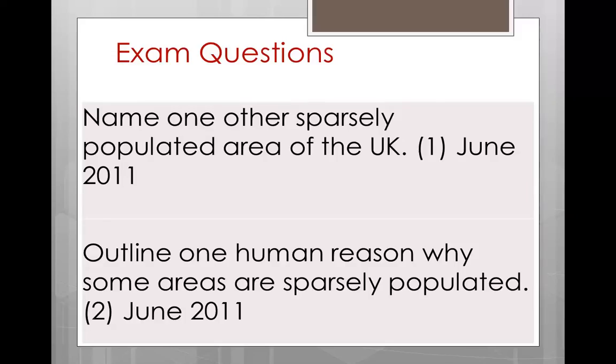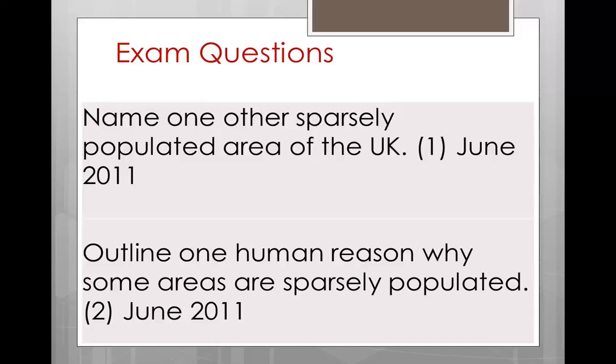So, what kind of questions can you get asked? Well, this is an example from a June 2011 paper. First question: name one other sparsely populated area of the UK. There was an example before this which gave an idea, and then you had to name another example. There was a map which went with this as well, so it made it quite straightforward and you just had to interpret it.